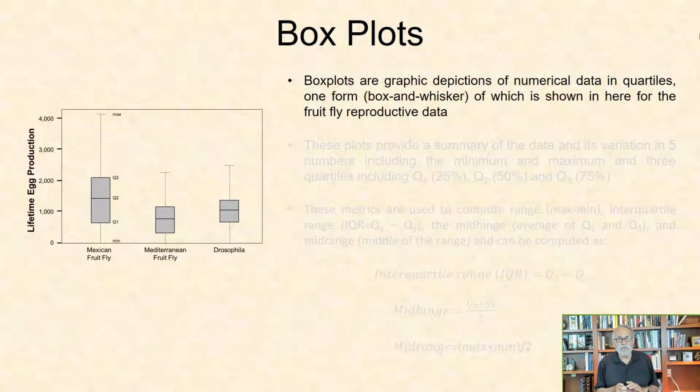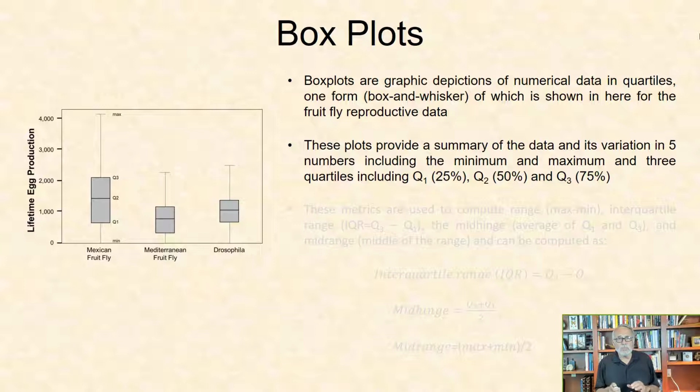Box plots are graphical depictions of numerical data in quartiles, one form being the box and whisker, which is shown here for the fruit fly reproductive data. These plots provide a summary of the data and its variation in 5 numbers, including the minimum and the maximum, and 3 quartiles, including Q1, 25%, Q2, 50%, and Q3, 75%.